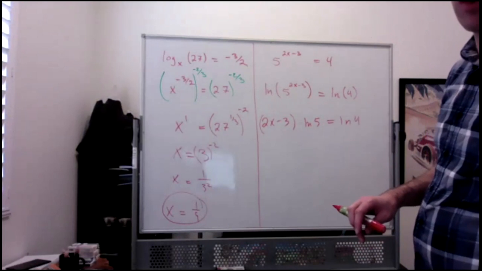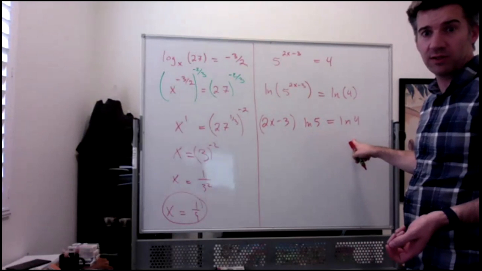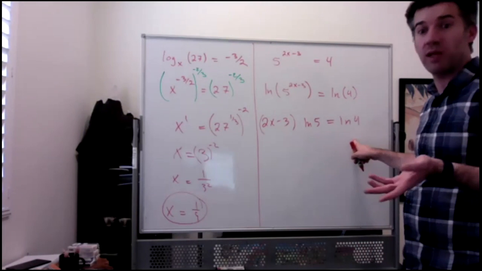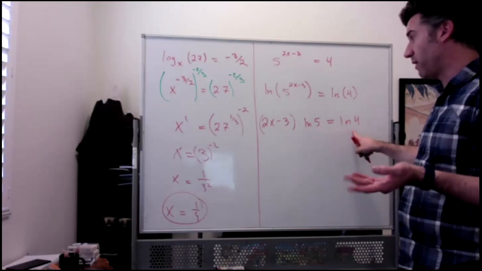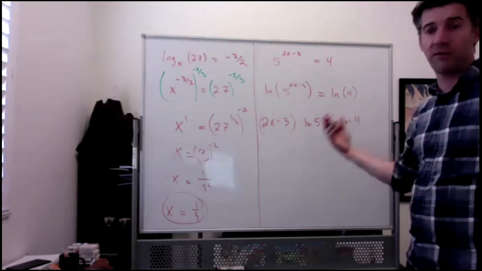And there's a couple different schools of thought here. Some people prefer to divide by natural log of 5 first. That is not what I prefer to do, but you can do that if you want. You can totally divide by natural log of 5 and then add 3 and then divide the whole thing by 2. That is perfectly legitimate.